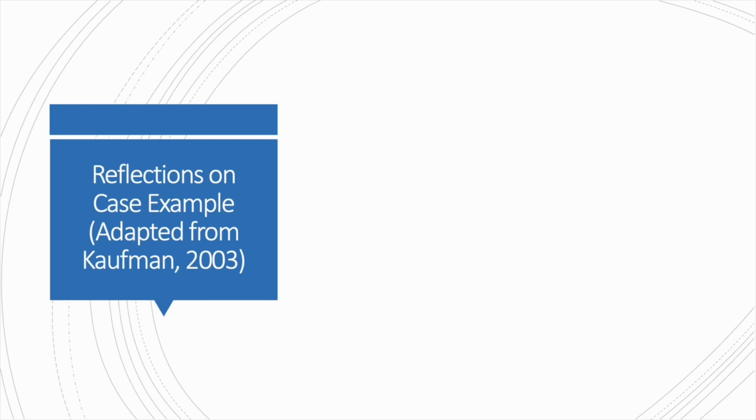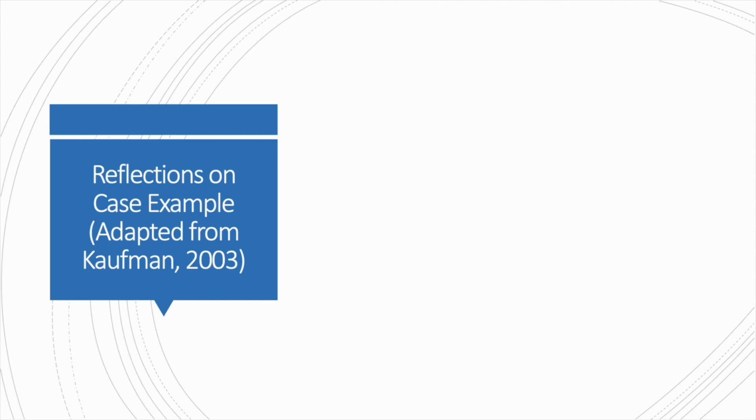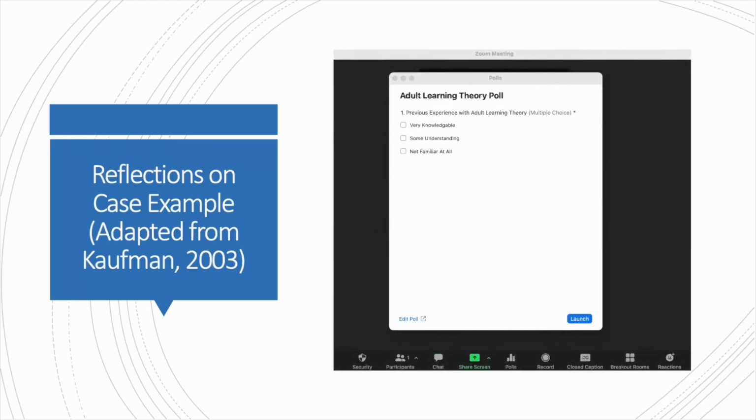Finally, let's review Kaufman Principle 5. Learners should be given opportunities and support for practice, accompanied by self-assessment and constructive feedback from teachers and peers. In order to reflect this principle, you start your education session by asking the learners to share their previous experience with the content through a poll, with learners providing their responses by video conferencing software. For example, in this adult learning theory poll, participants were asked to share their previous experience with the content. In real time, you discuss the responses to this question and guide the group to provide ways to improve their knowledge of adult learning theory.